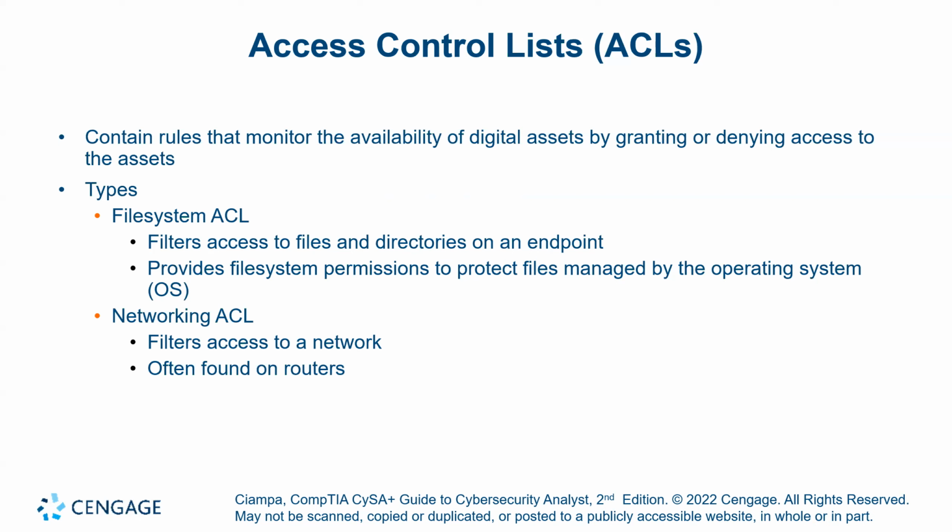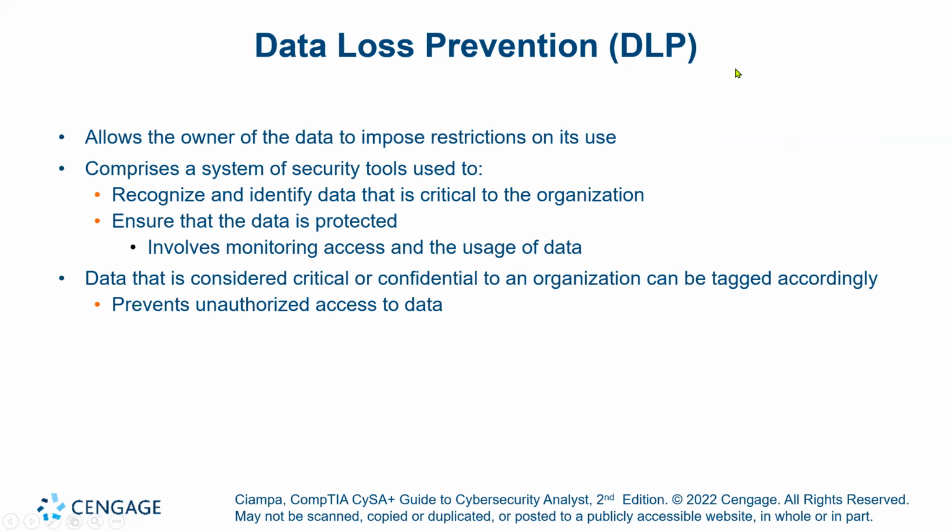A lot of times with file system ACLs, GPOs can assign file system ACLs if you're using certain schema. Data loss prevention allows the owner of the data to impose restrictions on its use. This is why you don't see DAC used very often.